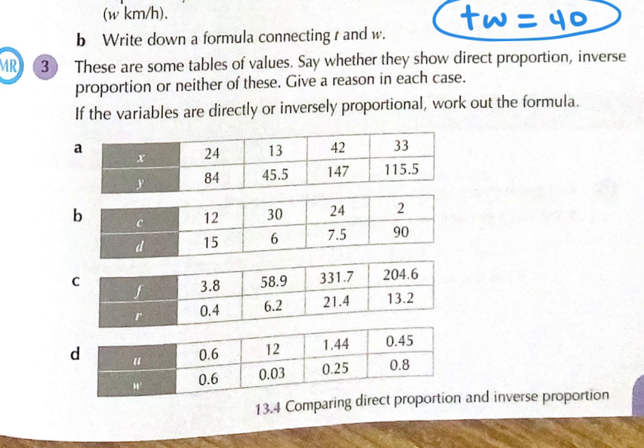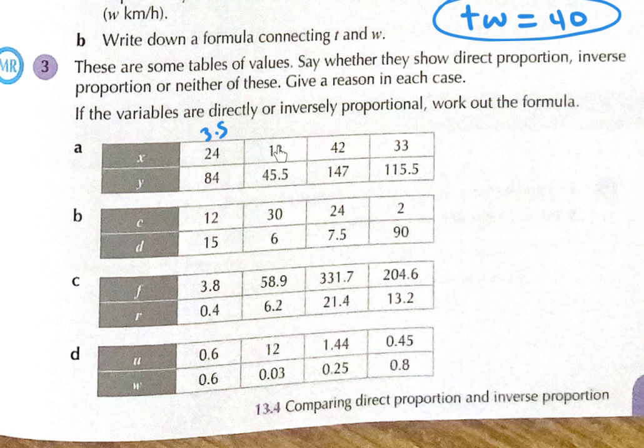Bakri, direct. Why direct? Neither. It's increasing and decreasing by the same number. Guys, for direct, the ratio is constant. For inverse, the product is constant. So with your calculator, now find the ratio between y and x. Divide 84 by 24. Use your calculator. 3.5. Okay. Same.